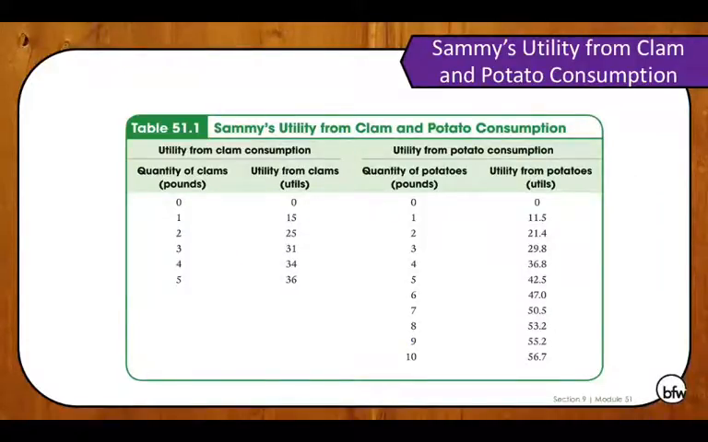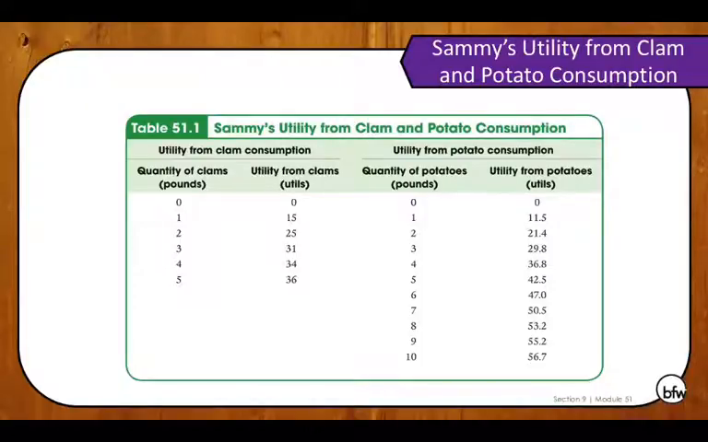He's going to want to choose the combination that gives him the greatest total utility. So the question is then, well, how do we figure it out? How do we figure out the optimal consumption bundle? Because all of the affordable bundles can work, but which combination should Bruno choose to maximize his utility? Which combination of clams and potatoes should Sammy choose to maximize his utility?